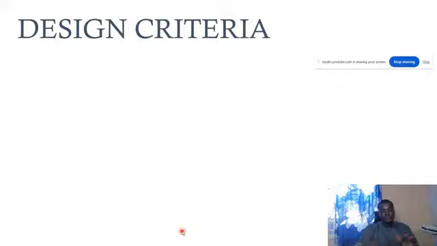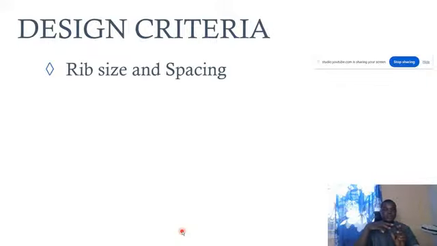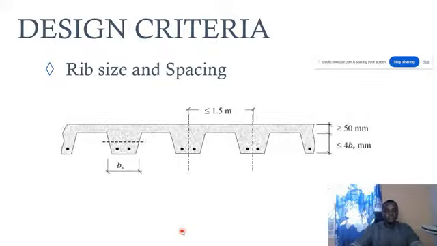So we all know, based on the picture I've showed you, that rib slab or waffle slab comprises two major things. You have the rib and we also have the topping. So looking at this picture, this is just a simple cross section that was cut. So this is the rib. This part of the beam is the rib, and then the part of the slab here is what we call the topping. So these are the two major components of a rib or waffle slab.